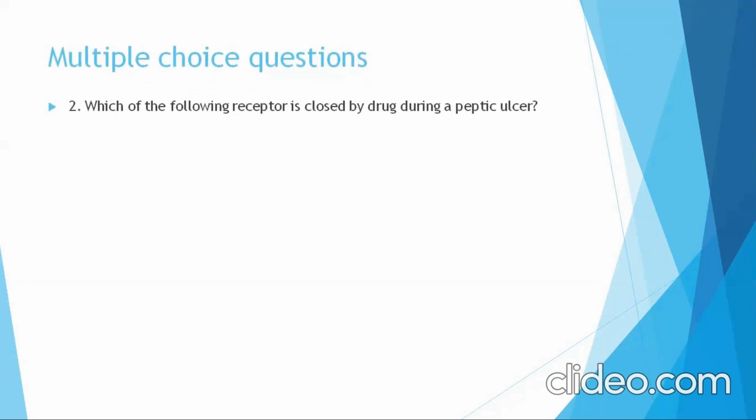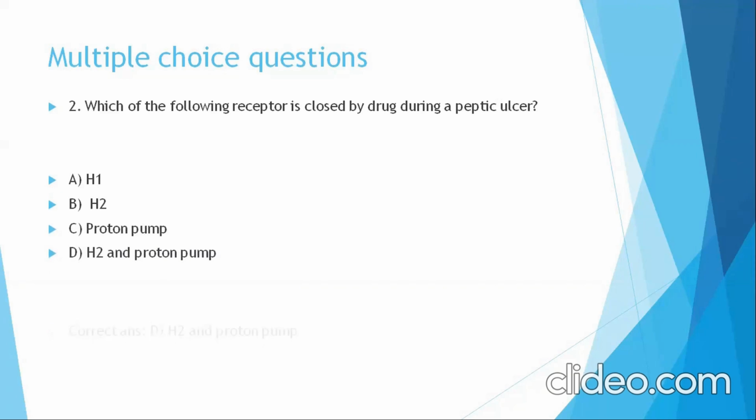The second question is, which of the following receptors is blocked by drugs during peptic ulcers? The options are A. H1 receptor, B. H2 receptor, C. Proton pump, D. H2 and proton pump. The correct answer is D, that is H2 and proton pump receptors.